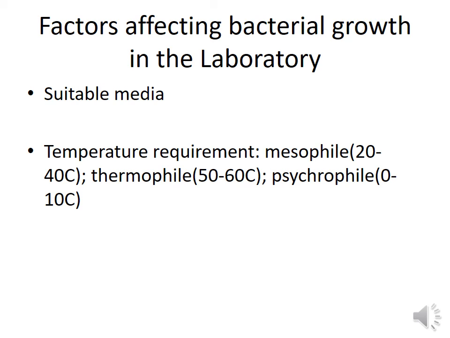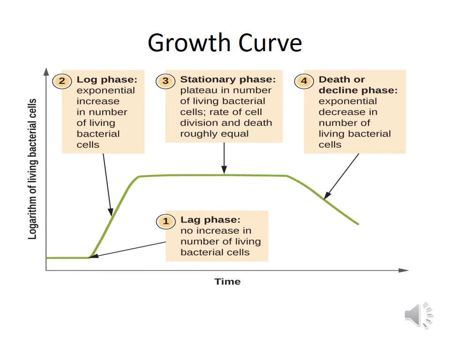Mesophiles are bacteria that grow well at room temperature, and most of the pathogens of man are actually mesophiles. Slide 37 is a typical bacterial growth curve. This curve may be likened to what is happening in man.